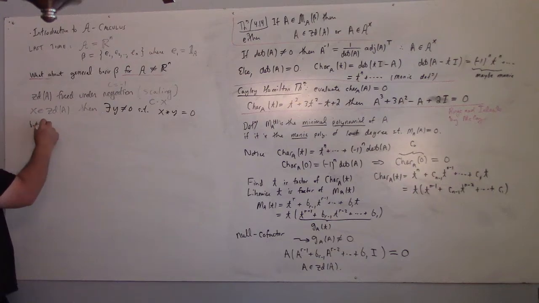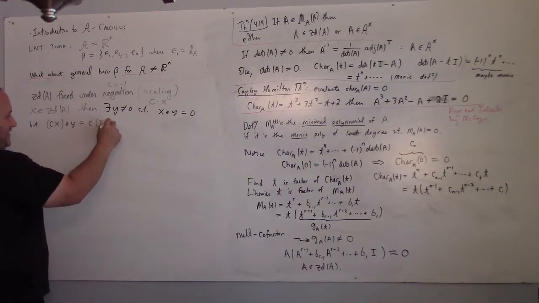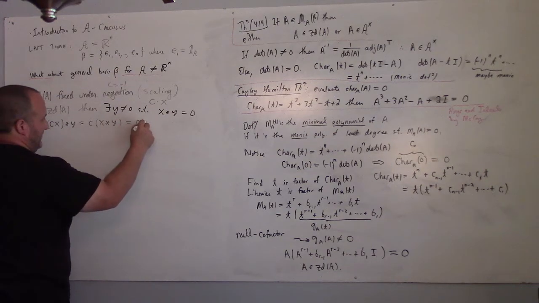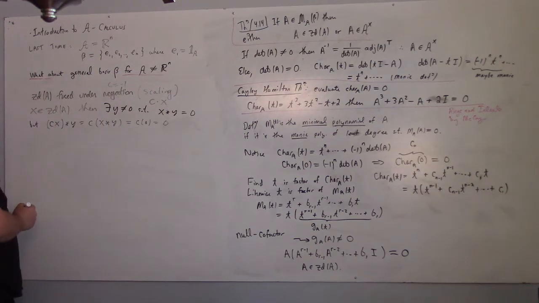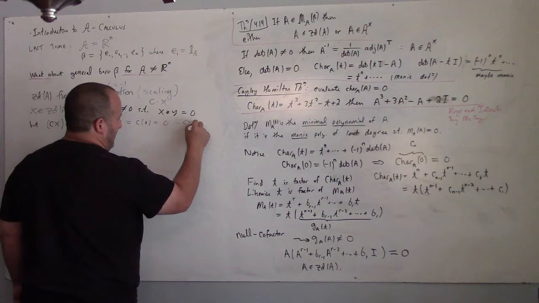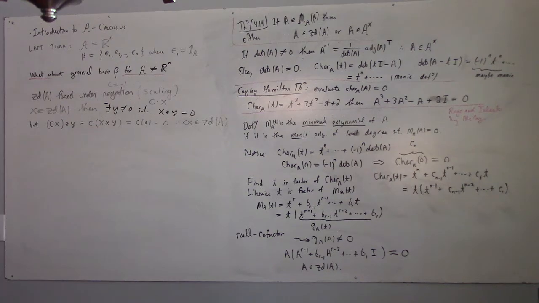But cx times y is equal to c times x times y, which is equal to c times 0, which is 0 again. The juxtaposition here is multiplication in the vector space, whereas the star is multiplication in the algebra. As you can see, cx is an element of Z(A). So whatever these sets of zero divisors are, if you've got one, you can just keep going. There's always a line through the origin of any one that you find.